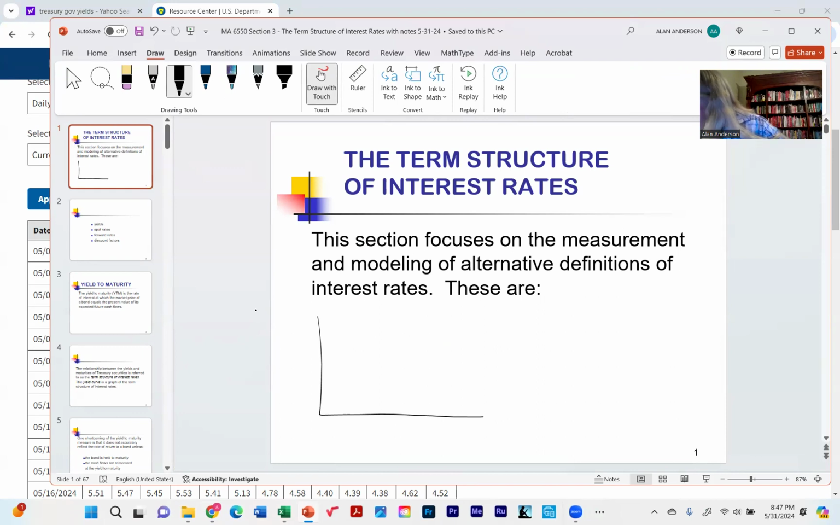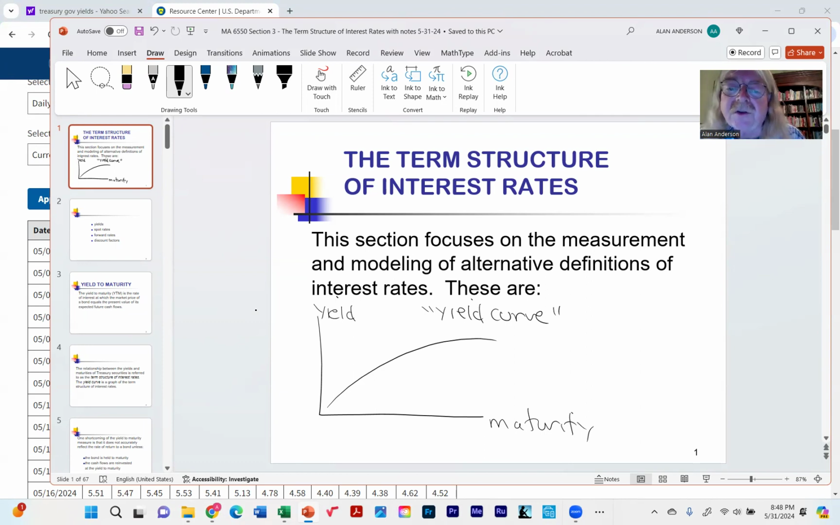So what you're seeing here is that on the vertical axis, we have the yield. On the horizontal axis, we have the maturity. And then this would be the normal pattern. By the way, this graph is referred to as the yield curve. And it is an illustration of the term structure of interest rates. So let's say that at some point in the past, you would have had a yield of 3% for a 1-year treasury bill.